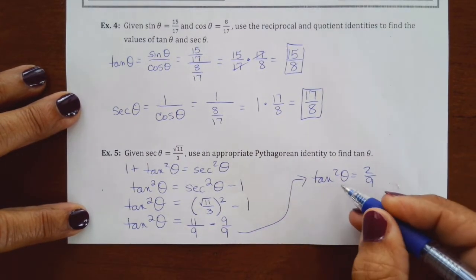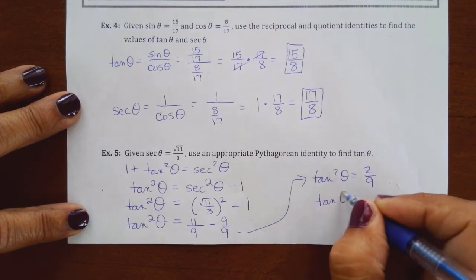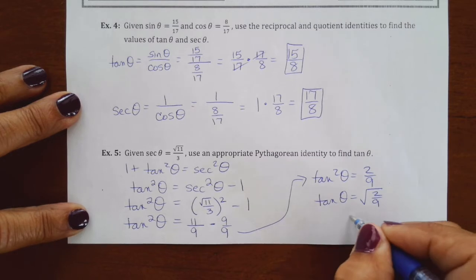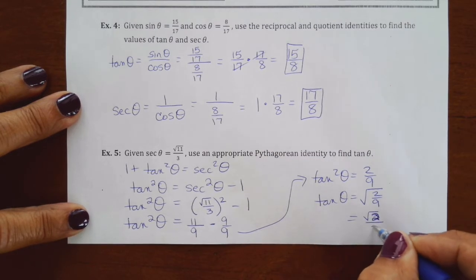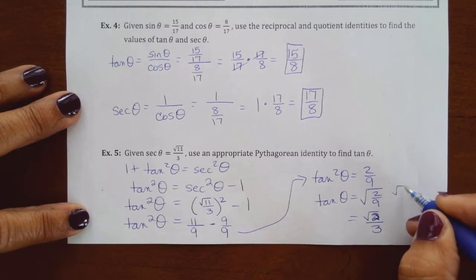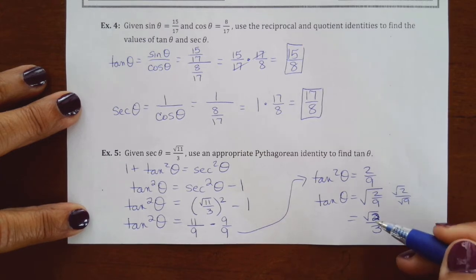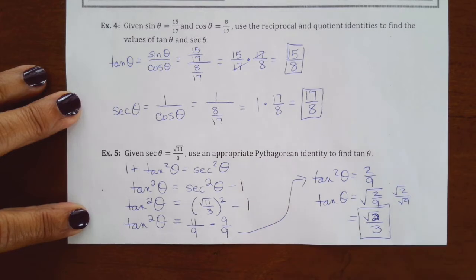And then I'm going to take the square root of both sides. Right? I got to undo that. So the tangent theta is equal to the square root of 2/9, which would be the square root of 2 over 3, right? Because the square root of 2 over the square root of 9, we can break that up. Square root of 2 I don't know, but the square root of 9 is 3. So there would be the tangent of theta.